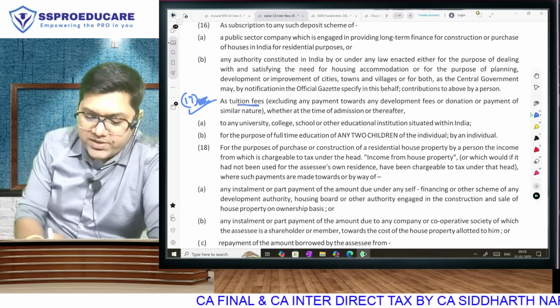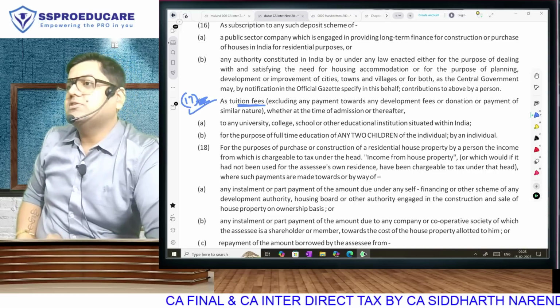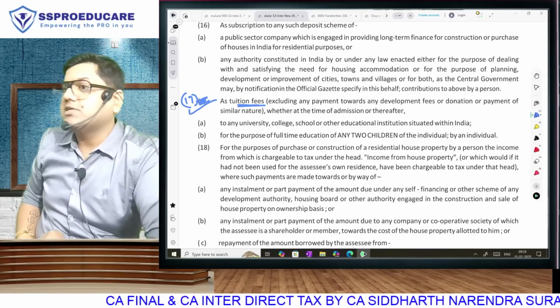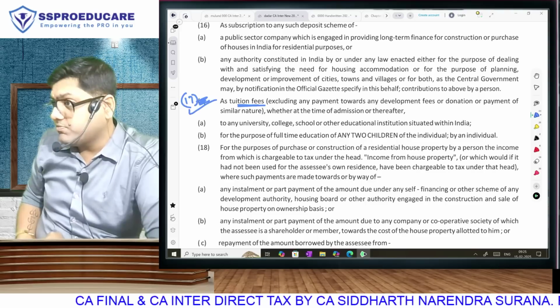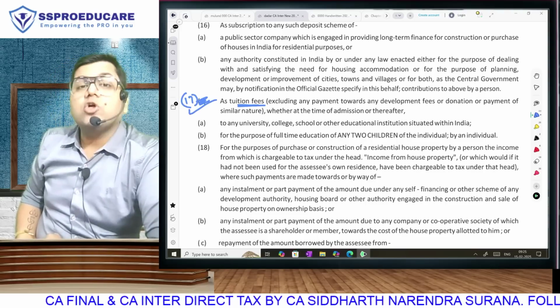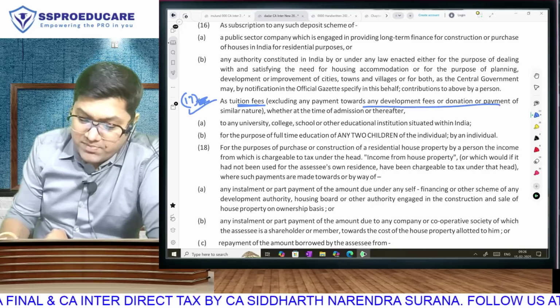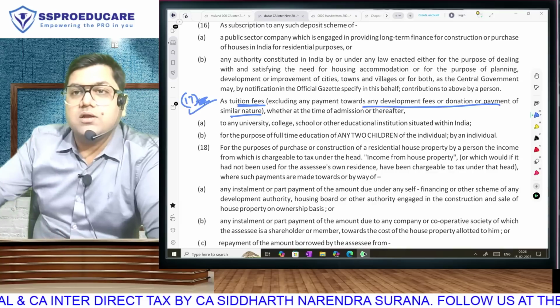Any tuition fees for educating your children, safeguarding your family's future. So we will give you a deduction for their fees. But wait, there are certain things that you have to be careful about. We are talking only about tuition fees. Any payment towards development, donation, etc. is not going to be allowed.